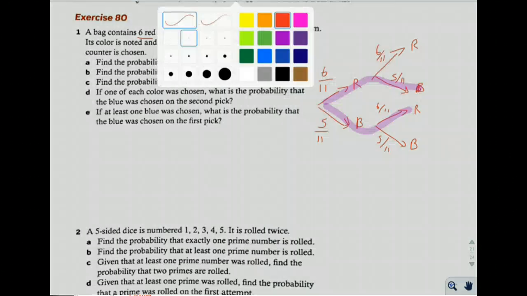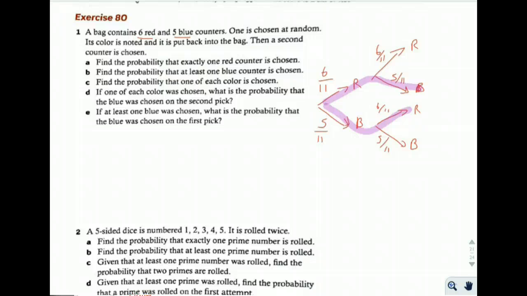Now let's figure out the probability of choosing one red counter. So that would be 6 divided by 11 times 5 divided by 11. And this one would be 5 divided by 11 times 6 divided by 11. And so we just add those together. So for A, we're going to have 30 divided by 121 plus 30 divided by 121, we get 60/121. Okay? And then what about for B?